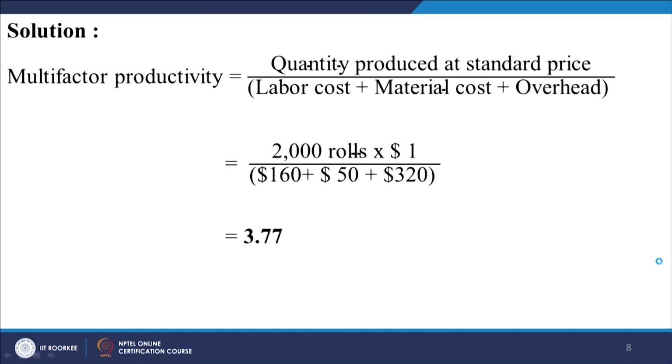So we have to calculate here the multi-factor productivity. Multi-factor productivity is given by quantity produced at standard price divided by the inputs. Inputs here are labor cost plus material cost plus overhead cost. So 2000 rolls is our output, standard price is $1, divided by the total input, $160 plus $50 plus the overheads, $320. This comes out to be 3.77. So we can always convert our output in terms of money if the price of the component is known and the number of components produced as output is known. That is another way of representing the data and calculating the productivity. This is an example of multi-factor productivity.